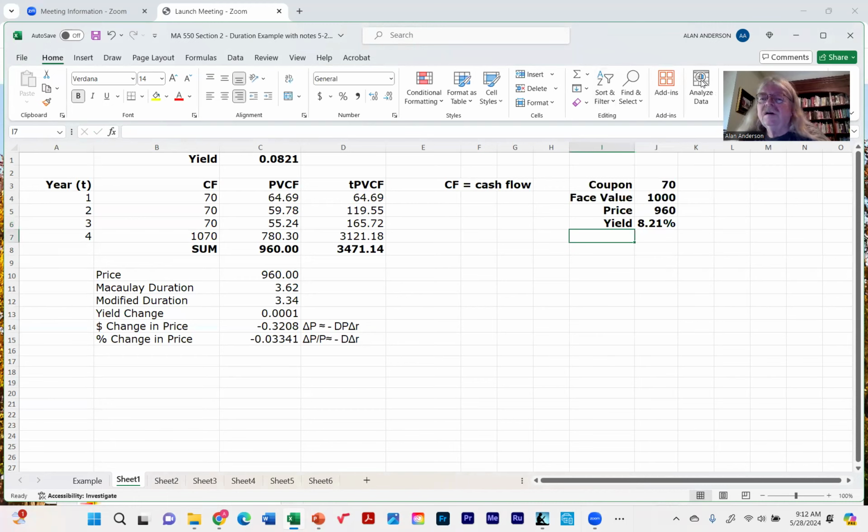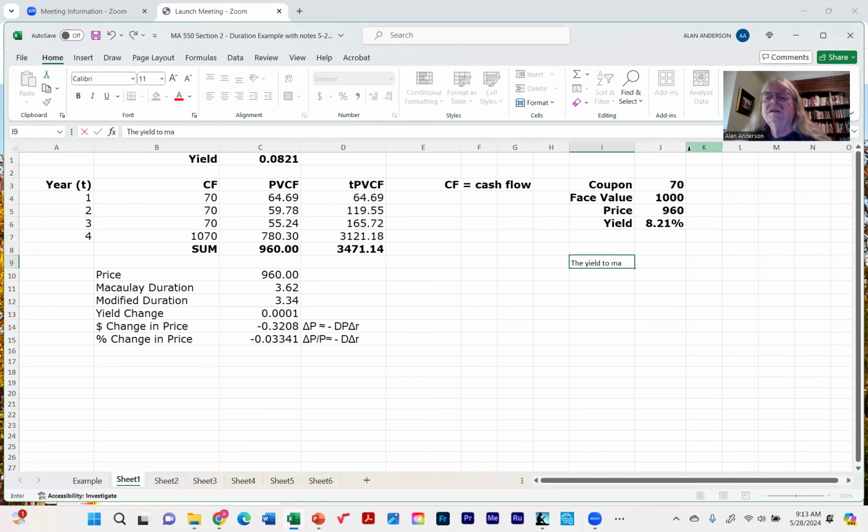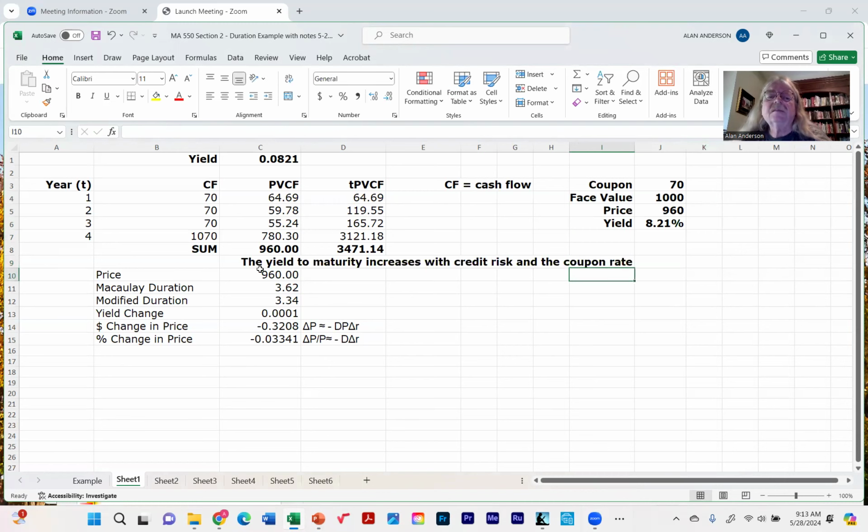And that's a reflection of, as we mentioned before, the maturity of the bond, interest rates in the economy, and then the credit risk of this bond, of course. The riskier the bond, the higher will be the yield. Okay, so typically, let me just mention this here, the yield to maturity increases with credit risk. Okay, and the coupon rate.